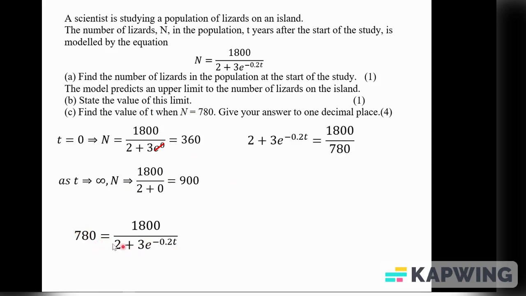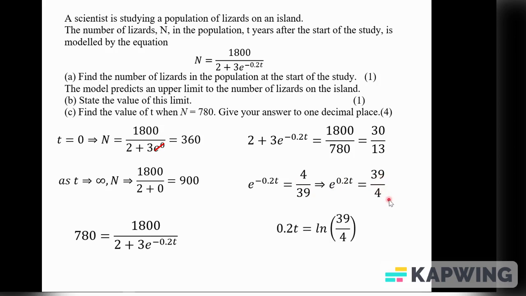Find the value of t when n is 780, sticking 780 in for n. We can flip these over, cancel this down, get 30 over 13, so I'm going to subtract that 2 and divide by the 3 and get 4 over 39. And I flip it, so it says e to the 0.2t, which you don't really need to do, but that means that e to the 0.2t is 39 over 4. Take the ln's, and so I've got 0.2t equals ln 39 over 4, multiplying by 5, stealing the calculator, 11.4.